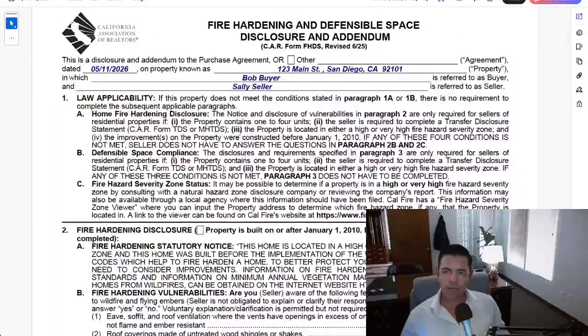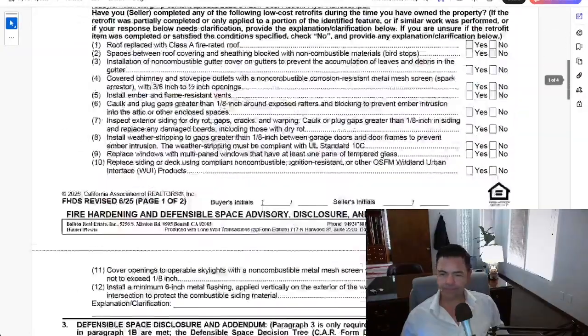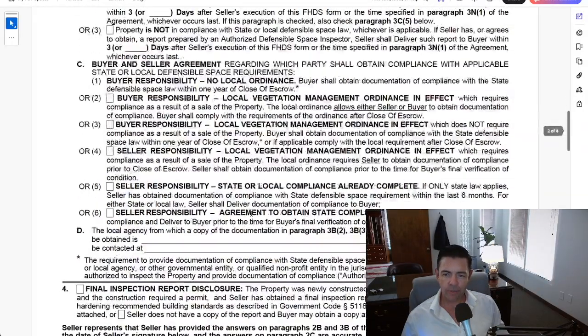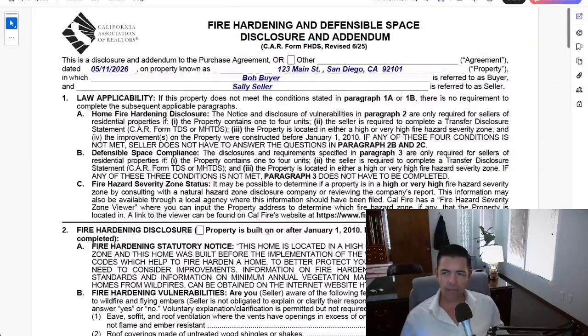We'll start up here at the top. Now, keep in mind, this is really 2 forms in one. And you have a fire hardening disclosure, which is more or less page 1. And then page 2 is more or less this defensible space disclosure and addendum. So it's really 2 forms on 2 pages, all bundled together.